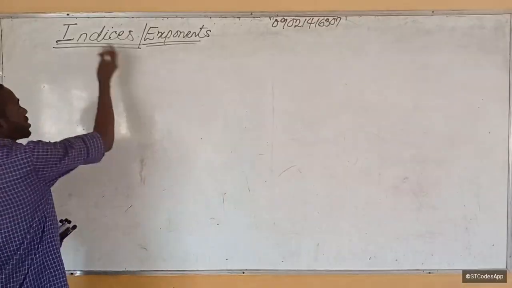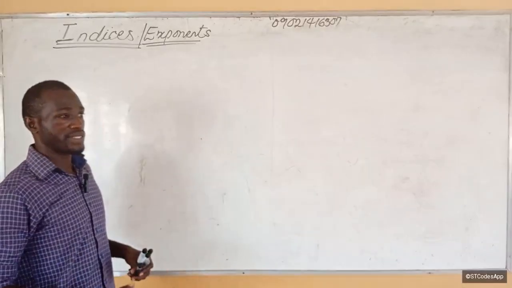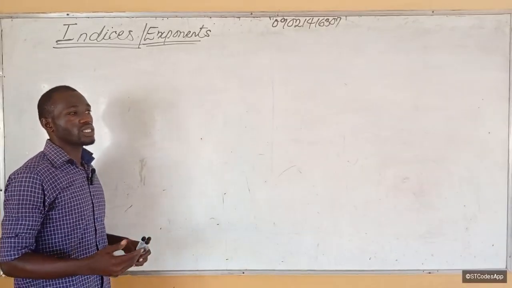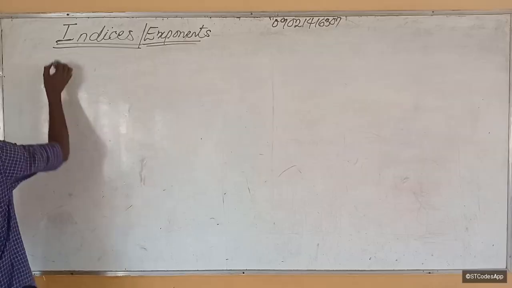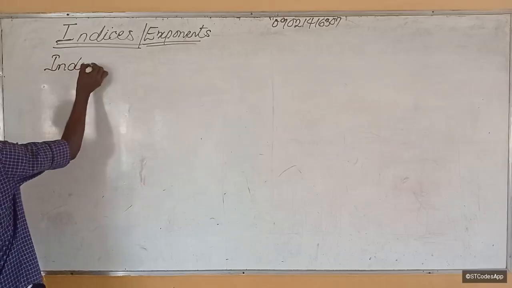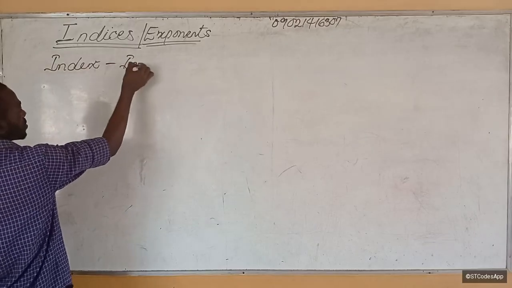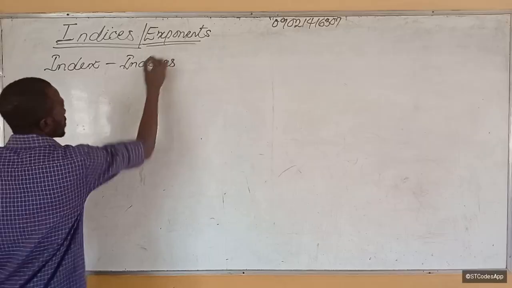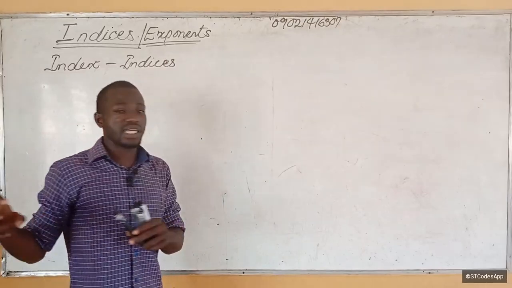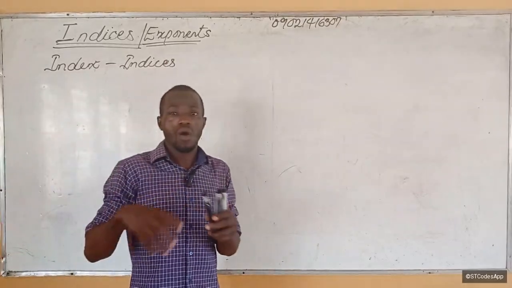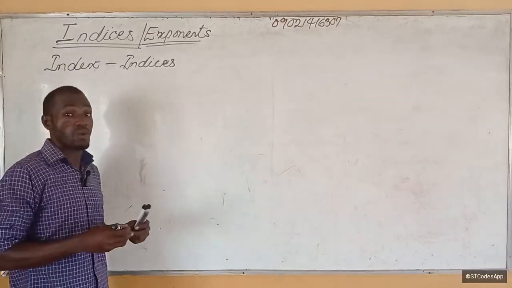So now, what is indices? What is exponents? Now they are basically the same thing, okay? Indices is the plural, so the singular is index. Index, the plural is indices, singular index. They mean the same thing, and what that means is that an index is the short form of a number multiplying itself so many times, more than once.